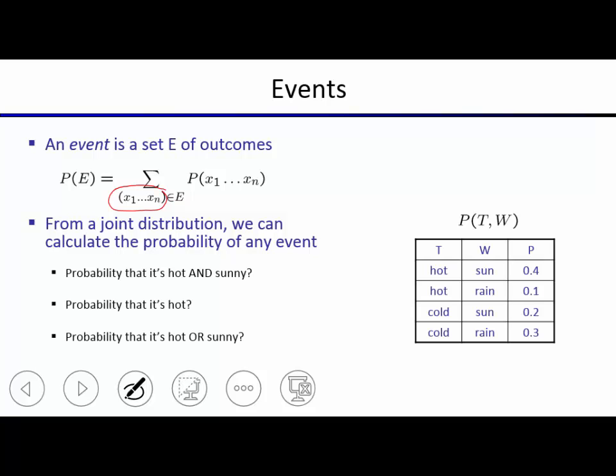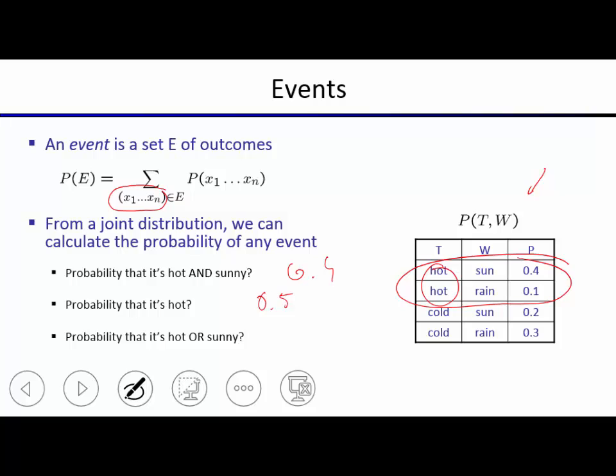So let's look at some examples. What is the probability of the event hot and sunny? Well, let's see. Here's the joint distribution. Hot and sunny is only happening in this line over here, so the answer is 0.4. What's the probability that it's hot? Well, which joint instantiations correspond to hot? Hot is over here, so these two rows, 0.4 plus 0.1, which is 0.5.